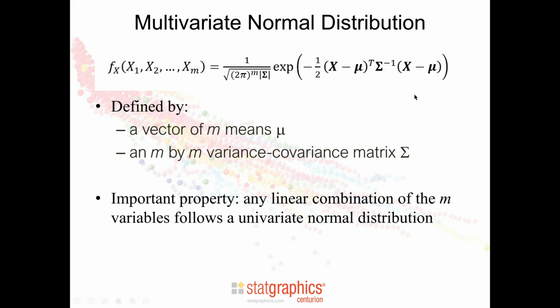Okay, in just a moment, I'm going to fit that particular distribution to our data and graph it out for you. There is an important property, though, of the multivariate normal distribution that comes in very handy. And that is that any linear combination of the m variables follows a univariate normal distribution. Now, that includes the variables taken by themselves. It includes the sum of the variables, the average of the variables, any linear combination of the m variables, if you plot it, will follow a univariate, one variable normal distribution.